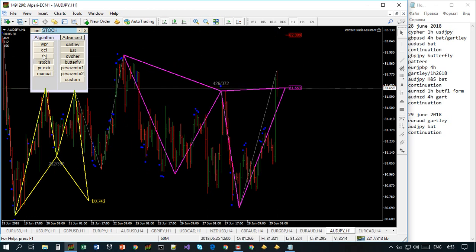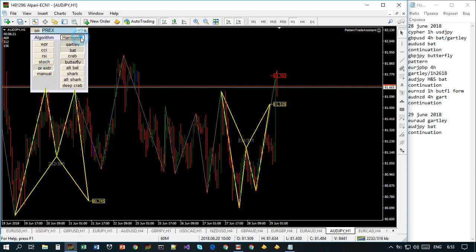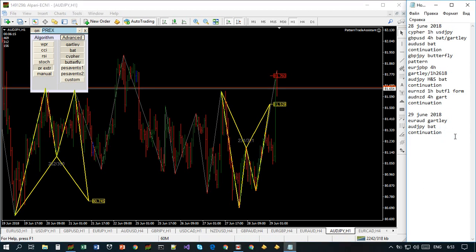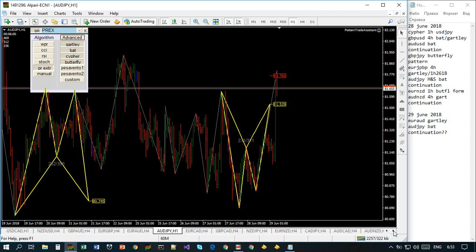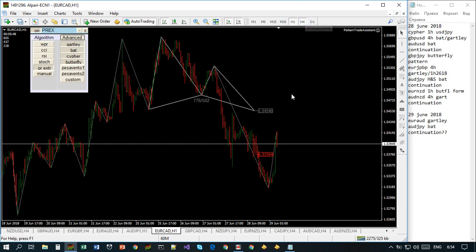A cipher pattern, a large cipher pattern. RSI says nothing. Okay, not an obvious one. This is under question, have doubts. Okay, well, when you have doubt, it is better to stay out, but if something appears that is obvious, then of course I will take it. Nothing here, nothing here.